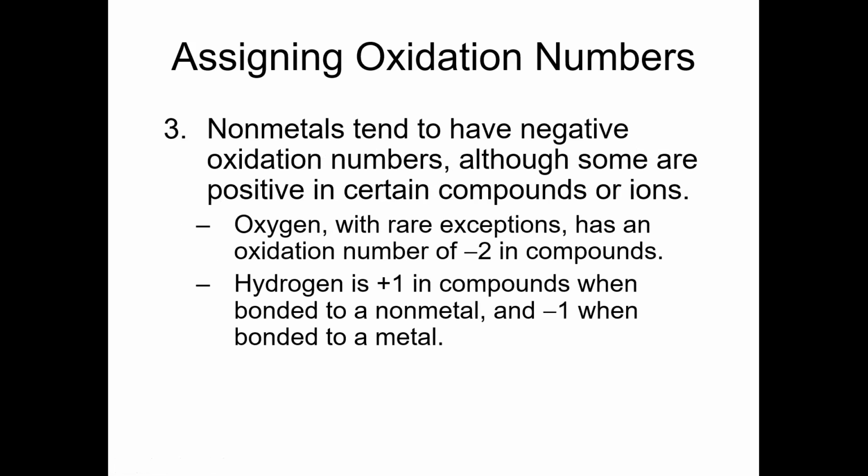The next thing we do is assign oxidation numbers to nonmetals, and the 2 that we can generally assign oxidation numbers to very quickly in compounds are oxygen and hydrogen. So oxygen is essentially always, for the purpose of this course, going to have an oxidation number of -2 in compounds. And hydrogen is almost always going to have an oxidation number of +1 in compounds, unless it is bonded to a metal, in which case it is -1, but that is rather rare.